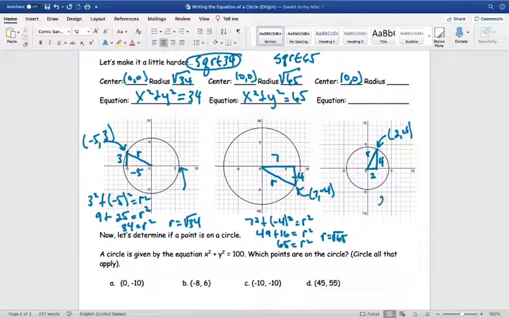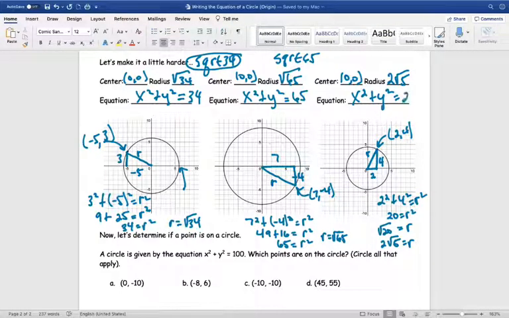So doing the Pythagorean theorem, 2 squared plus 4 squared equals r squared. I get 4 plus 16, which is 20. So my radius is the square root of 20. If I were to simplify that, that would be 2 square root of 5. So my radius is 2 square root of 5, and my equation will be x squared plus y squared, and when you square that radius, you're going to get 20. Okay, so that made it a little bit harder. Let's move on.